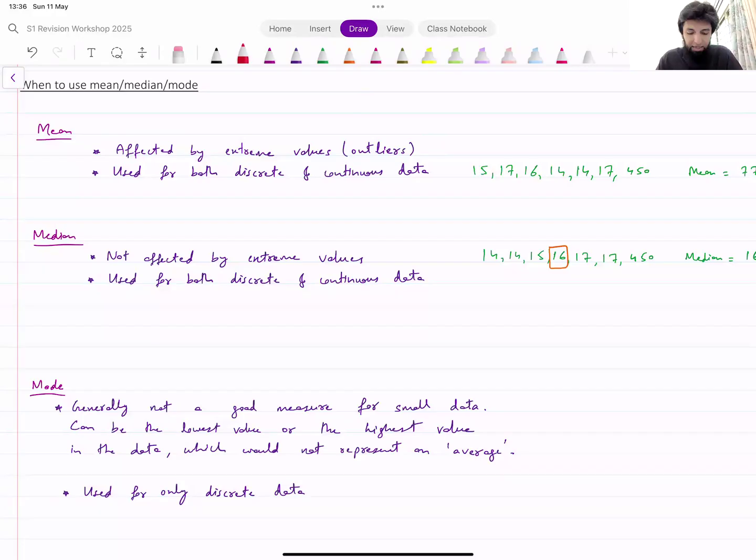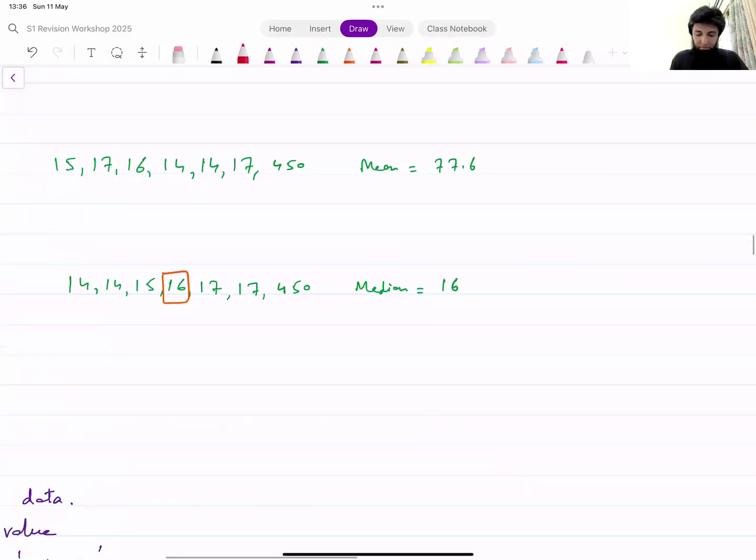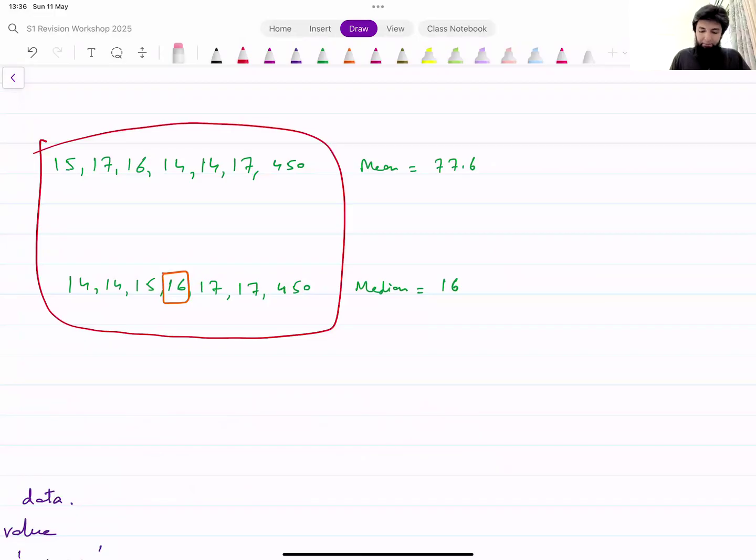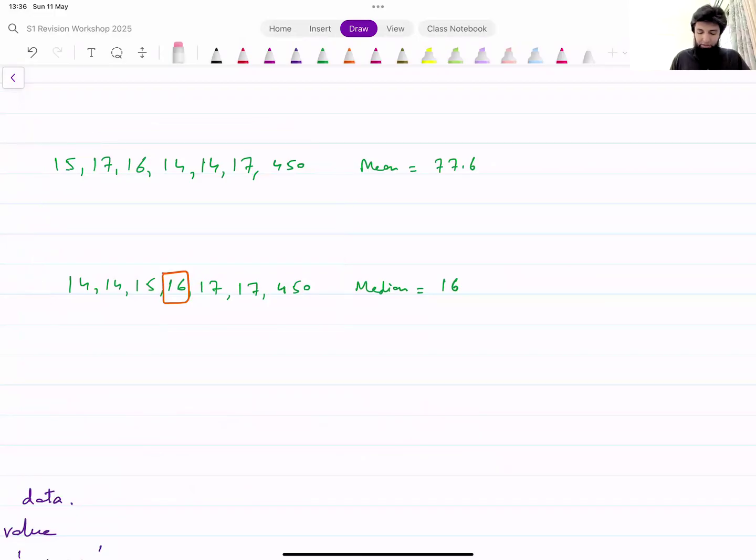So for example, if you have a data set like this, it has an outlier. That's 450. Mean from this turns out to be 77.6. Median of this data, when you sort it, after sorting, the median turns out to be 16.